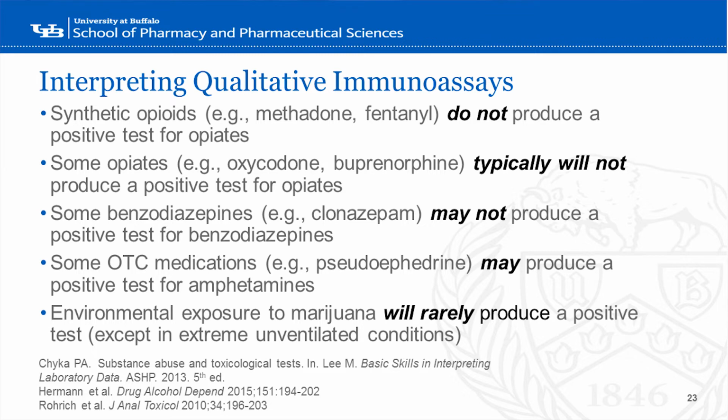An individual has to be in an extreme, unventilated situation for a prolonged period of time for just inhaling environmental air to produce a positive urine test. So unless somebody's been on a car trip with Cheech and Chong across the country, you're not going to have a positive marijuana test just from environmental exposure.